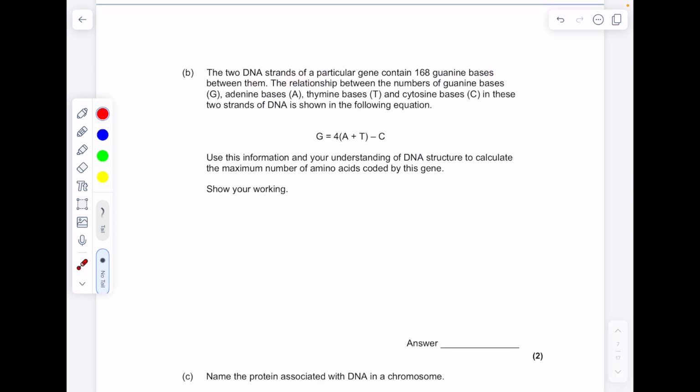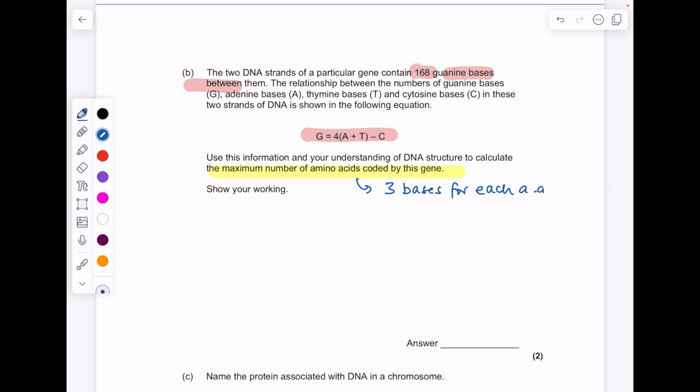The 2 DNA strands of a particular gene contain 168 guanine bases between them. The relationship between the numbers of guanine bases G, adenine bases A, thymine bases T, and cytosine bases C in these 2 strands of DNA is shown in the following equation. Use this information and your understanding of DNA structure to calculate the maximum number of amino acids coded by this gene. Horrible question. Remember, you need 3 bases for each amino acid.